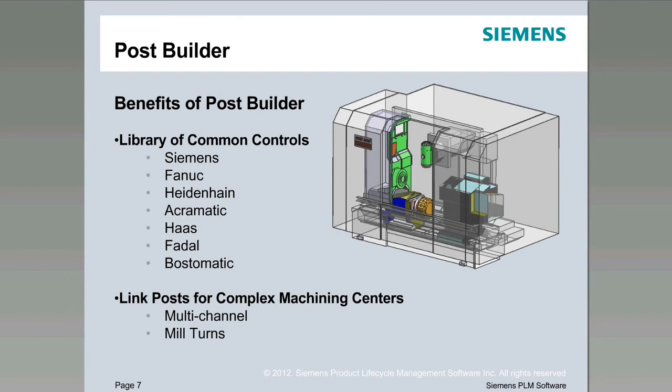Another advantage that we have is we can link posts together for a complex machining center. So if you have a multi-channel mill turn, instead of building one really huge complex post, we simply build several posts and link them together so that on any particular operation you're using the correct post for the operation type that you're doing.